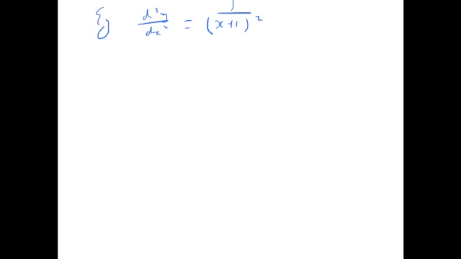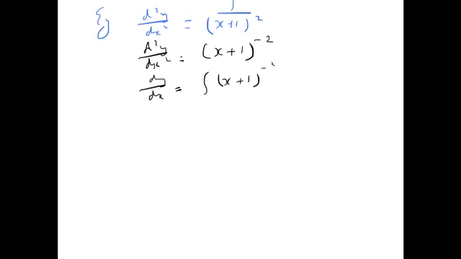Let's have a look now at finding the solution to d2y/dx² equals 1/(x+1)². Well, first of all, let's rewrite that in a form that we will be able to anti-differentiate. So, effectively, 1/(x+1)² is the same as (x+1) to the power of negative 2. So, the first derivative becomes the integral of (x+1)^(-2) dx.